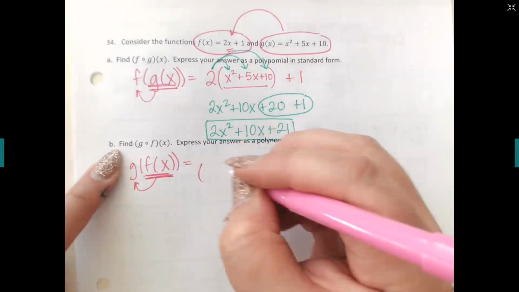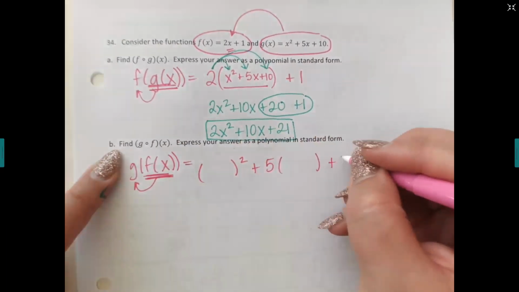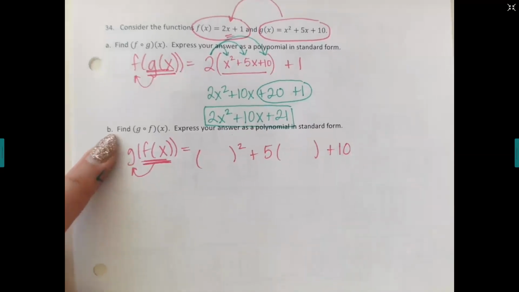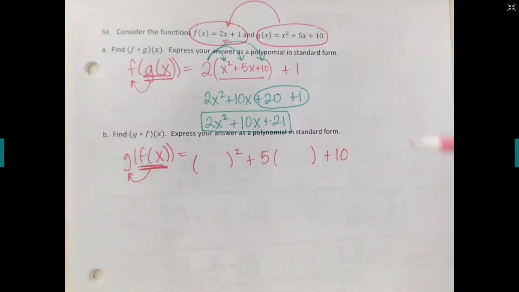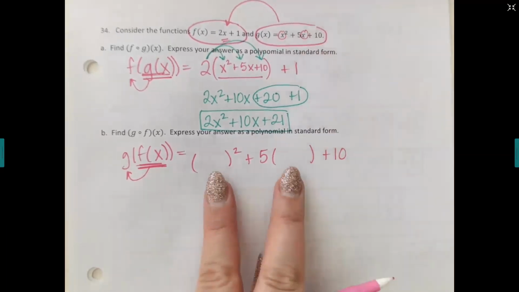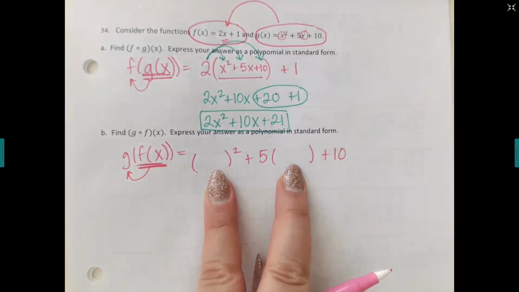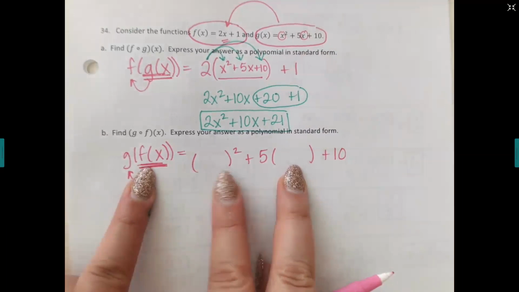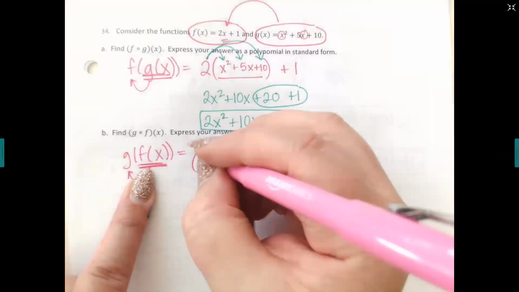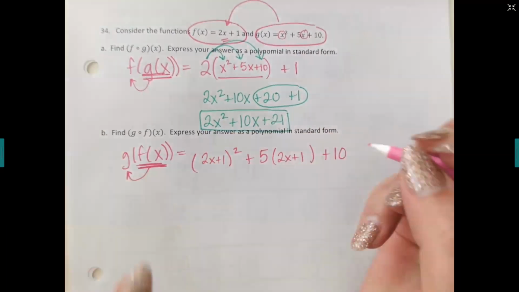Well, then it's blank squared plus 5 blank plus 10. So notice that in my G formula, I've got two different x's. Then I've got to leave two different little spots for me to plug in. And then my middle function that I'm inserting is the F function, which is a 2x plus 1. Okay.